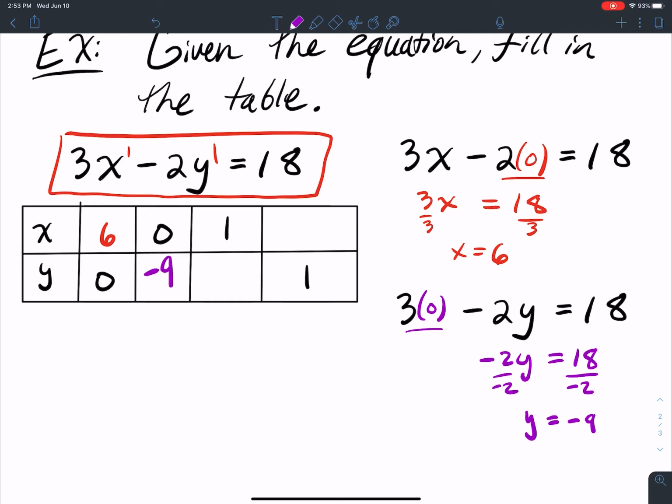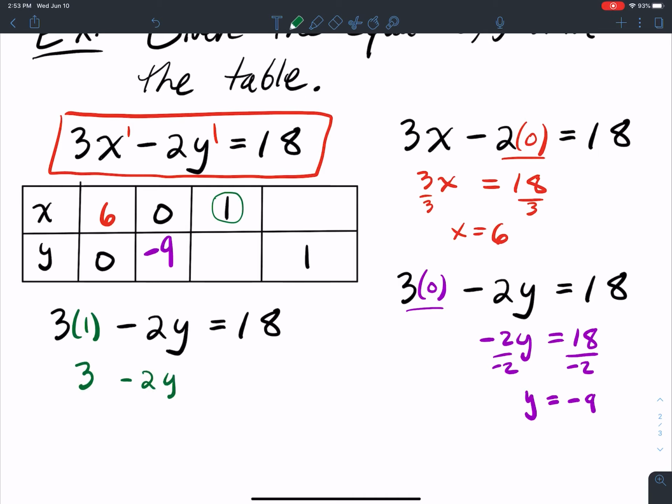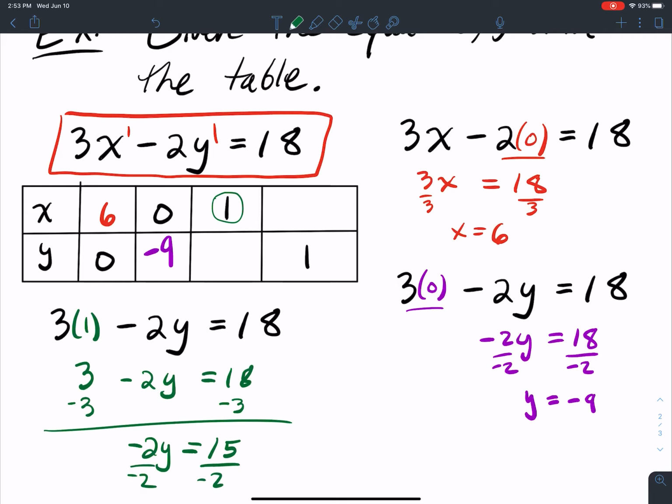Now this next one says set x equal to 1. So that's what I'm going to do. If I set x equal to 1, then this is going to be a 1 here for x. That gives me 3 minus 2y equals 18. Subtract 3. I get negative 2y equals 15. Divide by negative 2. So y is negative 15 over 2.